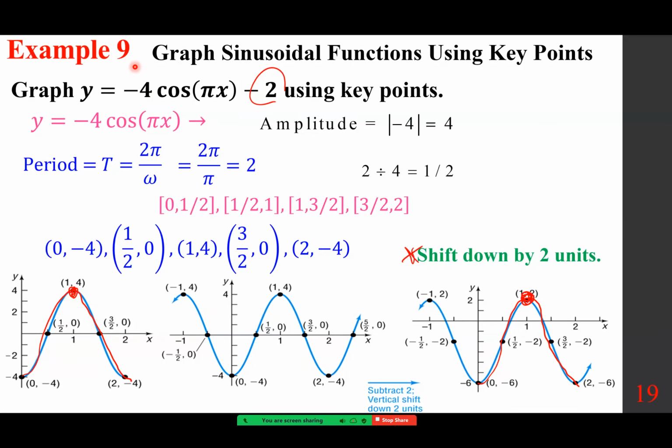We graphed this guy, ended up here, a complete cycle using the key points. Going on both sides indefinitely, that's a complete graph. Then affecting the -2 is to take this graph and take it down by however many units, in this case 2 units. For example, (1, 4) becomes (1, 2). Again, (0, -4) becomes (0, -6), and so on and so forth.